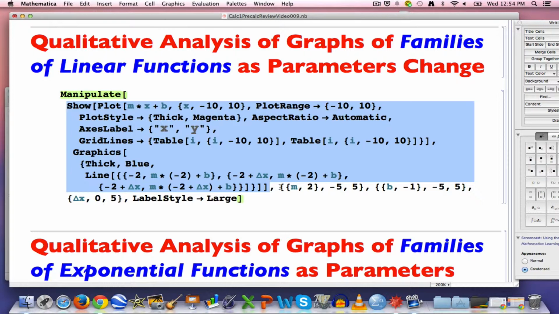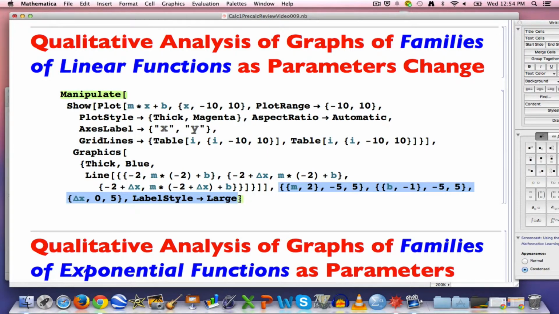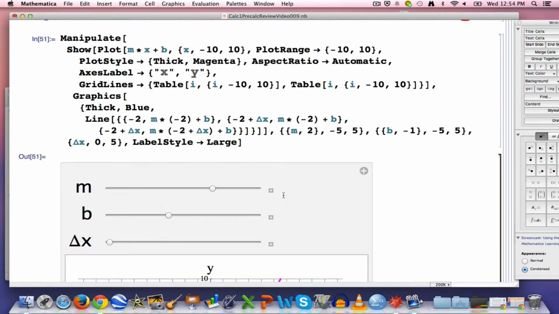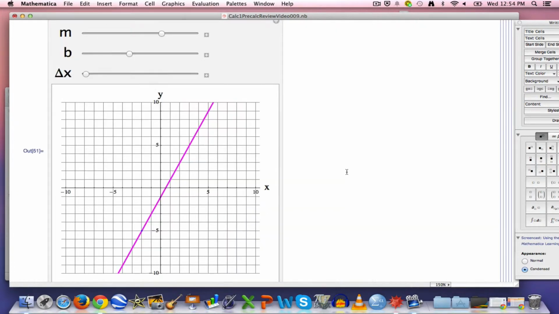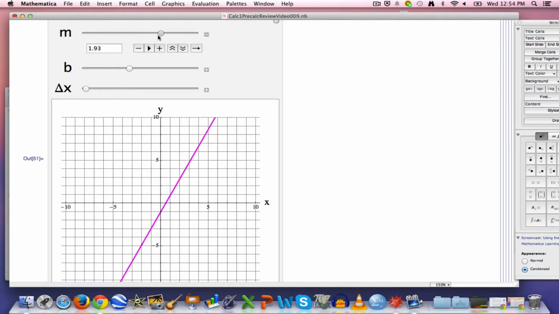What comes after that point are the so-called animation parameters, in this case m, b, and delta x. You'll want to go back and watch a few videos ago if you want to understand that better. Let me just run the code in this case. What we get is a slider-enabled animation. We can change the slope, we can change the y-intercept, we can play it as a movie, a true animation, and see what happens as the slope changes.